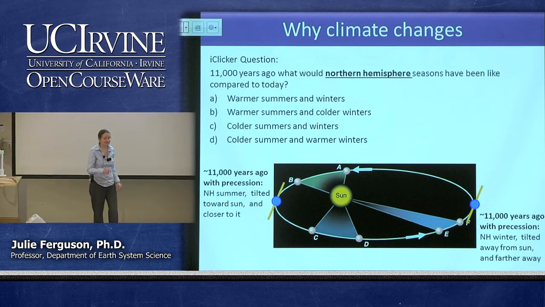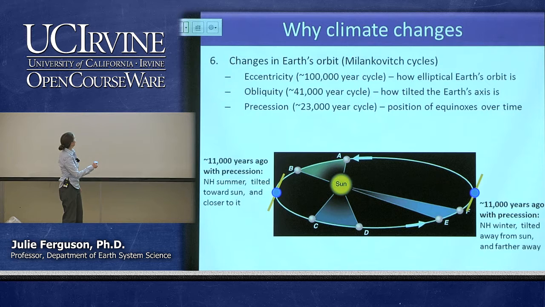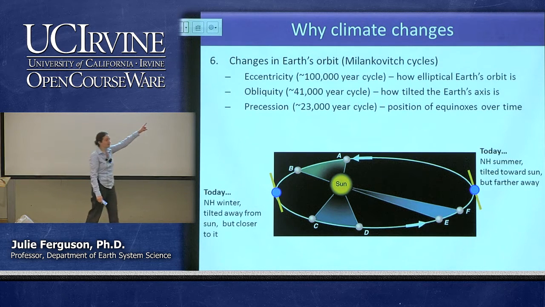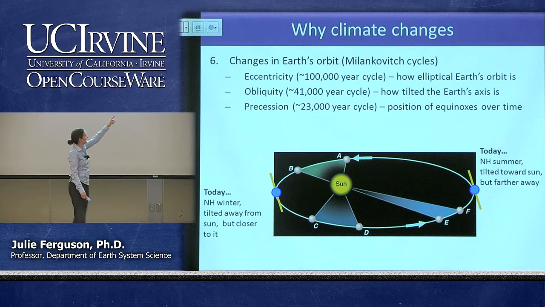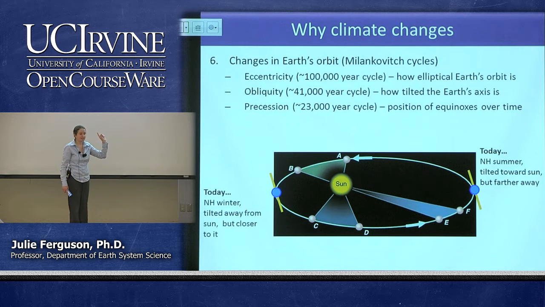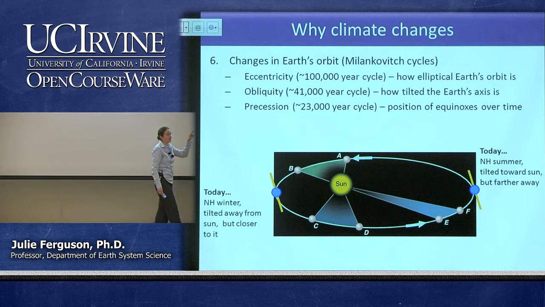Okay, so you're right. If we go back, we can see that today, our summers are actually when we're furthest away from the sun. If we change that and have our summers when we're closest to the sun, we're going to get warmer summers. If we today have our winters when we're closest to the sun, then in reverse, if our winters are when we're furthest away from the sun, we're going to get colder winters.